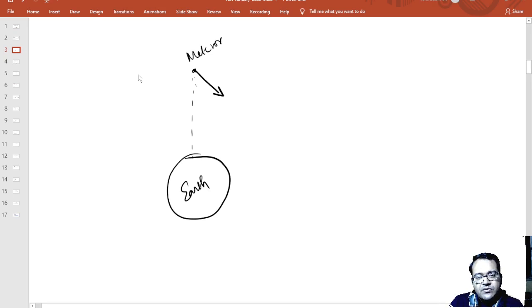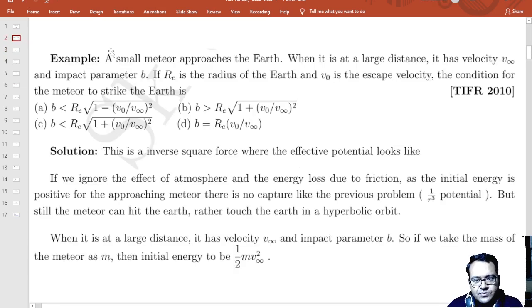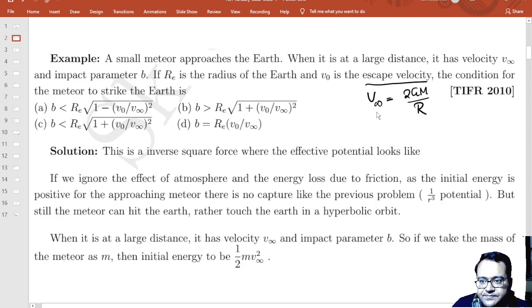So how can we calculate the impact parameter? We will extrapolate this. The lowest distance it will go to, well, this is your b. We'll discuss it also. About the escape velocity, you might remember that v escape is root of 2GM by r.